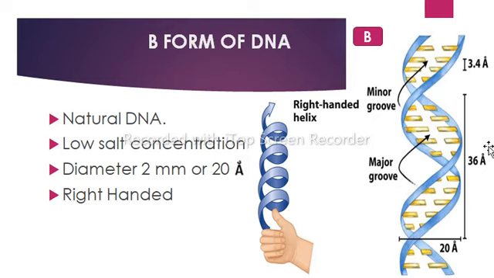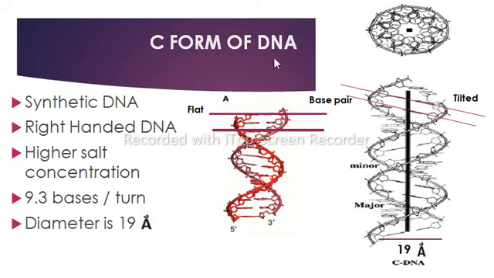Each turn contains 10 base pairs. These are the base pairs of DNA, and their length is 36 angstrom or 3.6 nanometer, and the pitch or the distance between two nucleotides is 3.4 angstrom or 0.34 nanometer. Now have a look at C form of DNA.